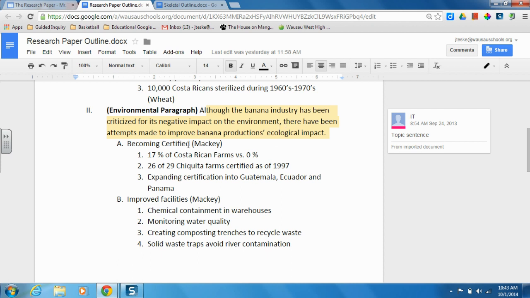And this name Mackey, as you see here, should be familiar to us because we've read his article and we recognize a lot of this information that I've compartmentalized here in this paragraph. Obviously, my first primary idea is how a banana plantation becomes certified, identify that info with my statistics and etc., and then how they've improved facilities, which we've talked about at great length over the weeks. So this paragraph happens to be on the environment.